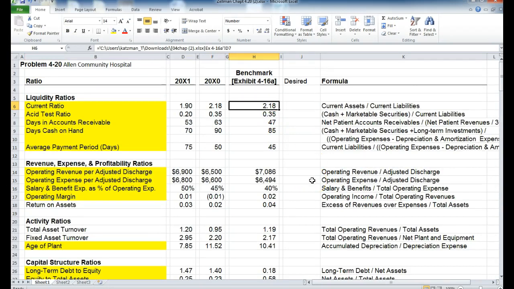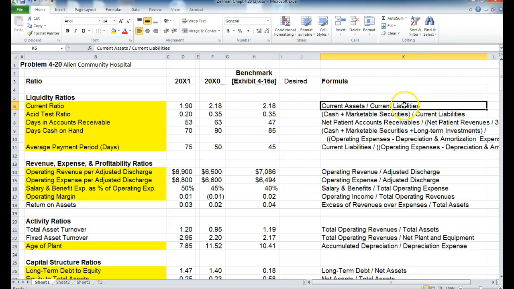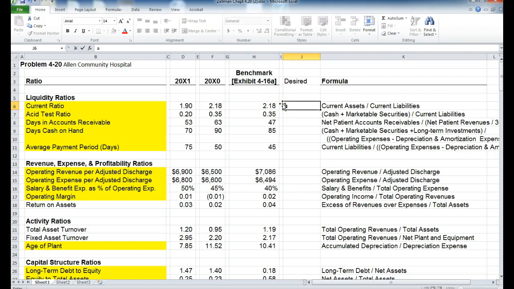Looking at the current ratio, what does the current ratio tell us? Why do we do the current ratio? As we discussed, the current ratio tells us how likely we are to be able to pay our current liabilities. So it calculates our current assets divided by our current liabilities. If you were 2 to 1, that means you have double the current assets to your liabilities. So here we want to be above the benchmark, as it states in Exhibit 4.16.